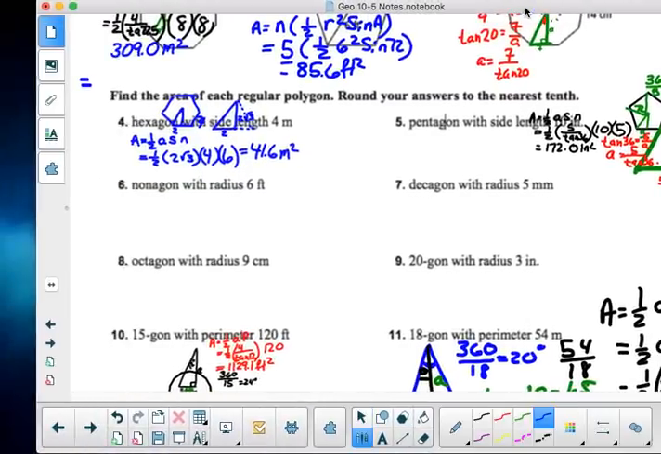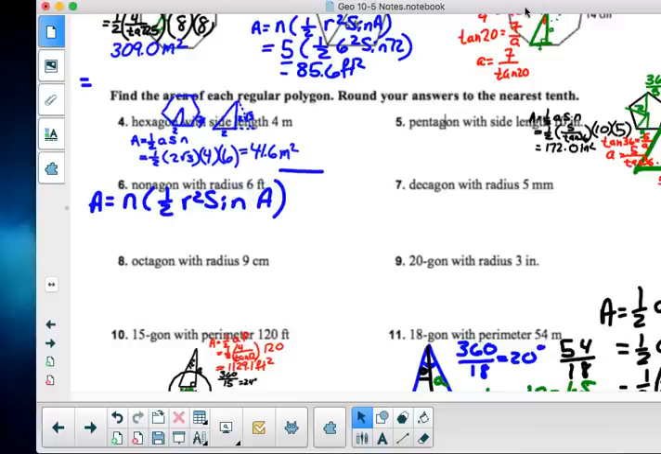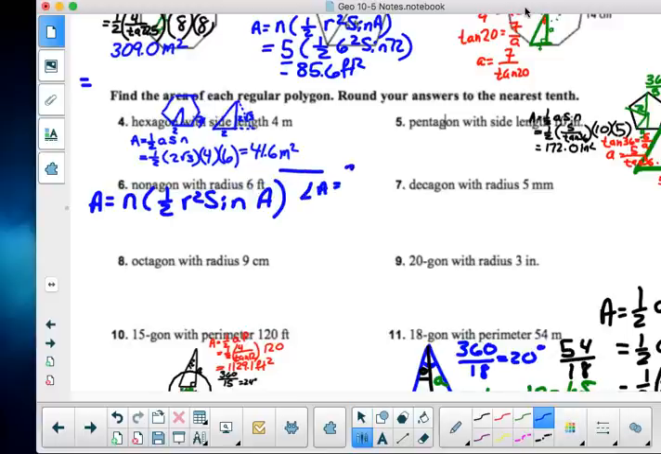A nonagon with radius 6. Remember, with a radius, only with a radius, squared, sine of A, central angle. The radius is 6. That's crazy. But now I've got to do the angle A is equal to 360 divided by 9, which is 40. So now I get my number of sides. A nonagon is a 9-sided figure. 1/2 times 6 squared times sine of 40.